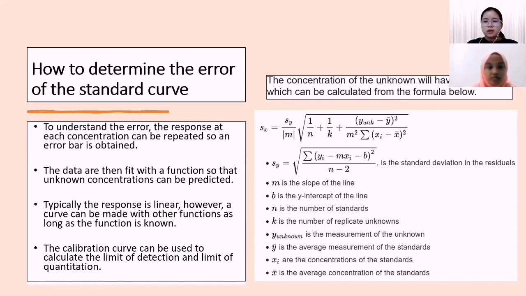The concentration of the unknown will have some error, which can be calculated from the formula below. m is the slope of the line, b or c is the y-intercept of the line, n is the number of standards, k is the number of replicate unknowns, y unknown is the measurement of the unknown, y bar is the average measurement of the standards, xi are the concentrations of the standards, and x bar is the average concentration of the standards.